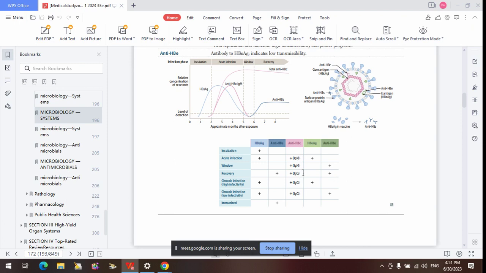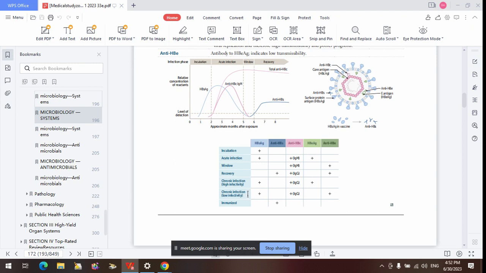The reason why anti-HBe is also present in the window is that in that window, the only one you have not cleared completely is the surface antigen. You have eradicated your envelope antigen. So because they have taken out the envelope antigen, they can now develop antibody against the envelope antigen. That is why it's there.